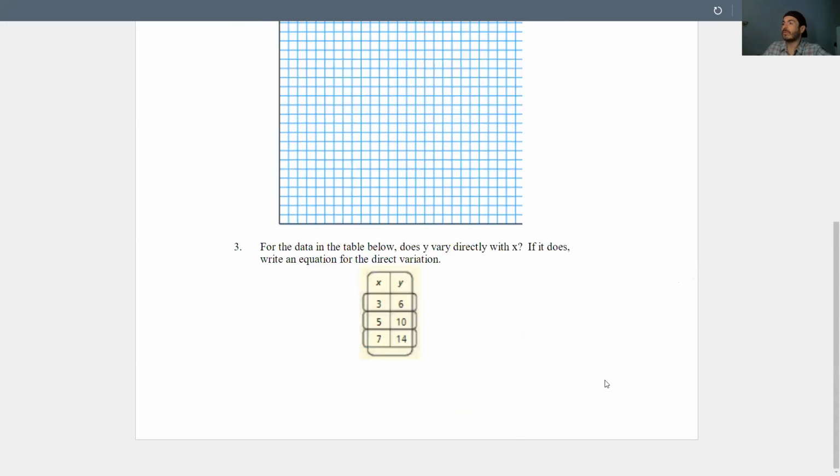Okay. Let me look at number 3. For the data in the table below, does y vary directly with x? If it does, write an equation for the direct variation. Okay, so y is equal to kx, right? This is what it means for two variables to vary directly with each other. So when y is 6, x is 3. So 6 is equal to k times 3.